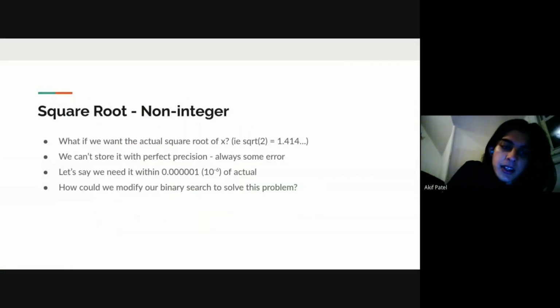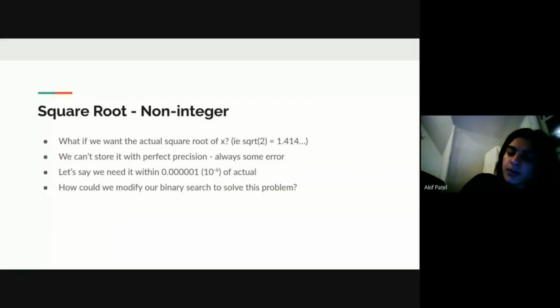Okay, let's keep going. This is sort of an aside: what happens if you want to find the square root even for non-perfect squares, allowing for non-integer answers? For example, the square root of 2 is like 1.414 whatever, right? First of all, we can't store it with perfect precision because it's an irrational number, so there's always going to be some error. But let's say we need it within some epsilon, here 10 to the minus 6 of the actual answer. How could we modify our binary search to solve this? Any ideas?